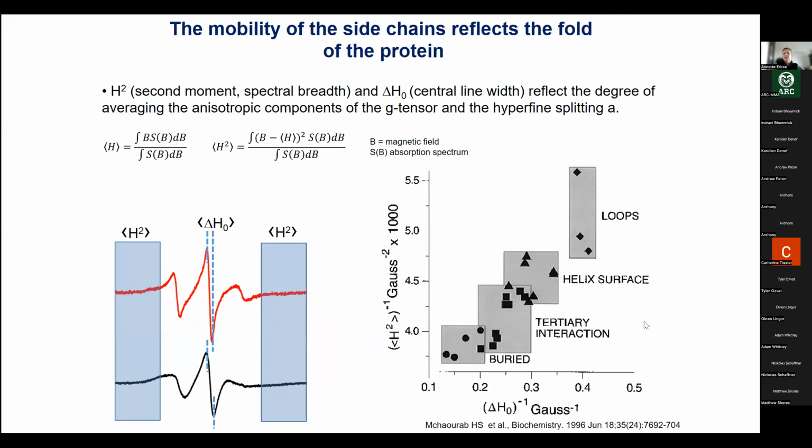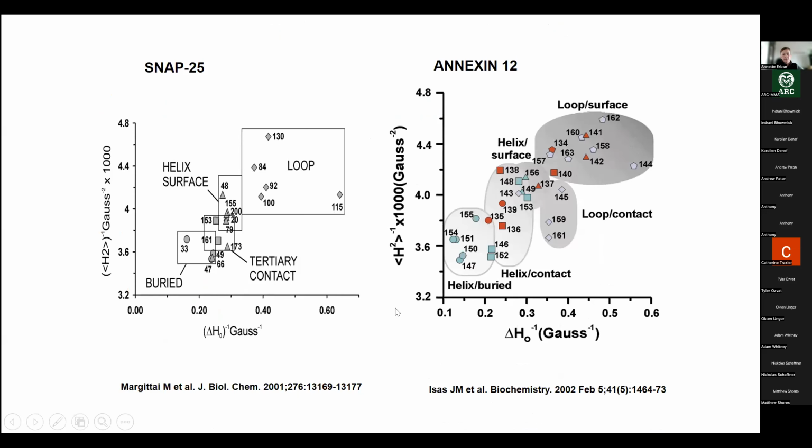Okay, so it actually holds true for basically the whole T4 lysozyme, which is what we just looked at. And you can see that loop regions, helical surfaces, tertiary contacts, and buried sites nicely cluster. This is true not only for T4 lysozyme, it has been done for quite a few proteins from different groups. And as you can see, this is a nice way to get a first idea about tertiary structure.